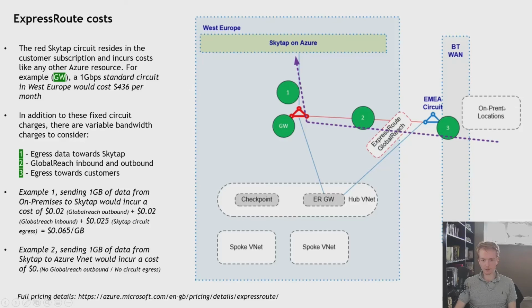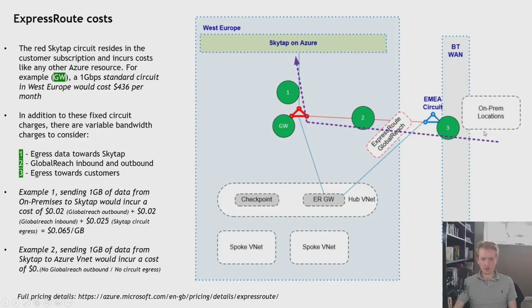The same thing applies here. If they pull traffic in from on-prem, that meter on the red circuit is charged. And that meter will vary based on the geographical zone within which this ExpressRoute circuit is placed. But for example, in West Europe, the Skytap egress circuit costs will be about 2.5 cents per gigabyte. And that's all you need to think about if you're coming from the VNet into Skytap. This connection here between the gateway and the circuit is not charged.